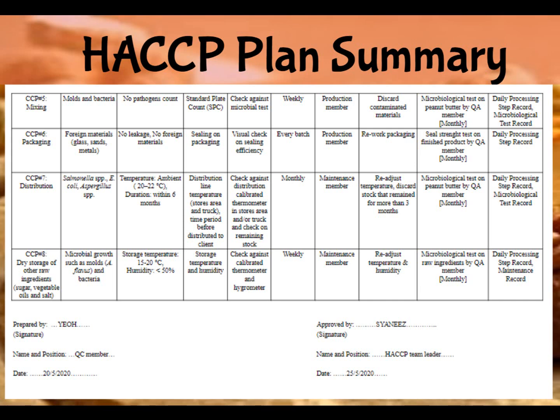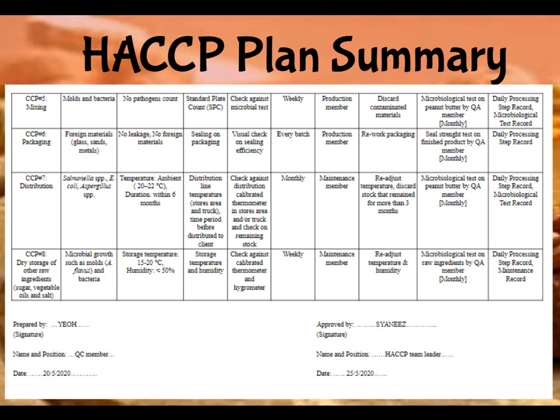And the last CCP is dry storage of other raw ingredients, and the maintenance member has to check the thermometer and hygrometer weekly. The critical limit for this step is the storage temperature and humidity, and the identified hazard is microbial growth such as molds and bacteria.